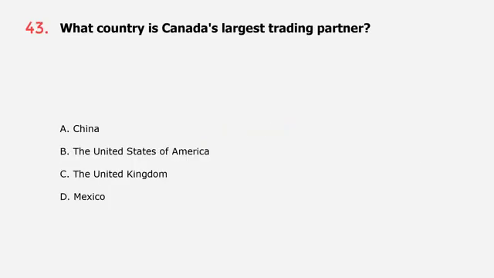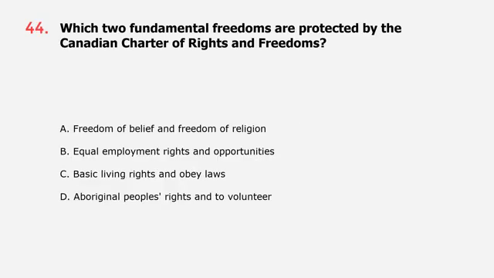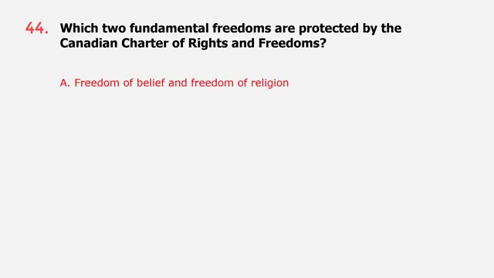Question 43. What country is Canada's largest trading partner? A. China. B. The United States of America. C. The United Kingdom. D. Mexico. The answer is B. The United States of America. Question 44. Which two fundamental freedoms are protected by the Canadian Charter of Rights and Freedoms? A. Freedom of belief and freedom of religion. B. Equal employment rights and opportunities. C. Basic living rights and obey laws. D. Aboriginal people's rights and to volunteer. The answer is A. Freedom of belief and freedom of religion.